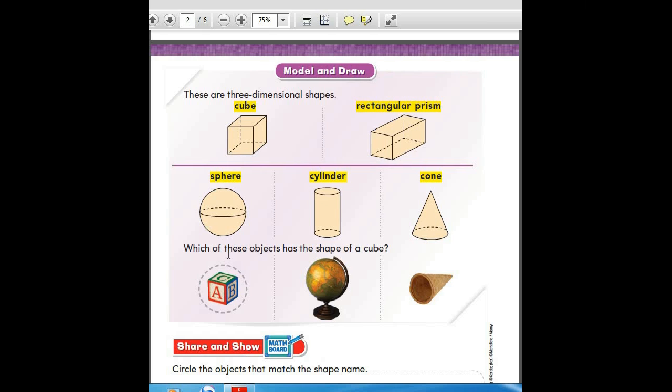Here he said to me, which of these objects has the shape of a cube? What do you think? The first one, we have a dice. The second one is a globe. The third one is an ice cream cone. He asked me about the cube. Yes, the dice looks like a cube.